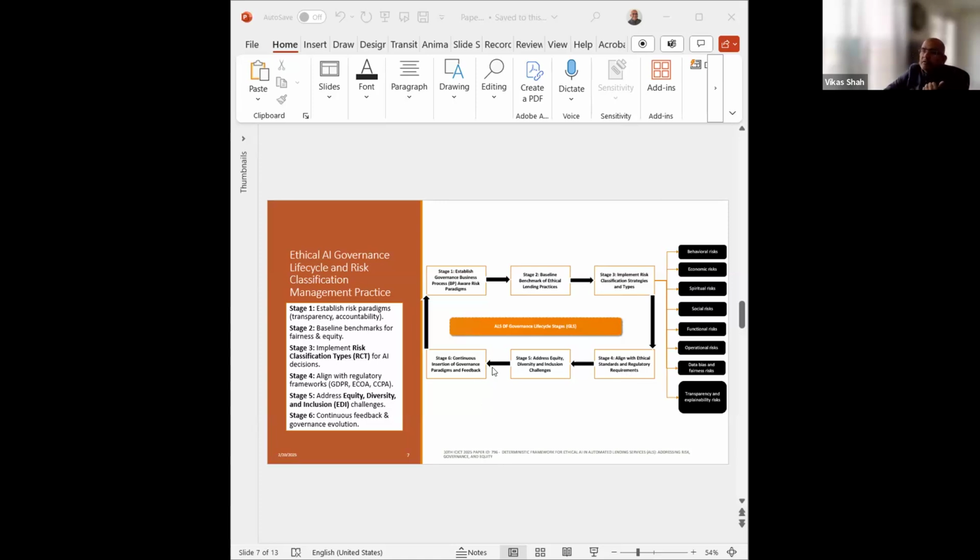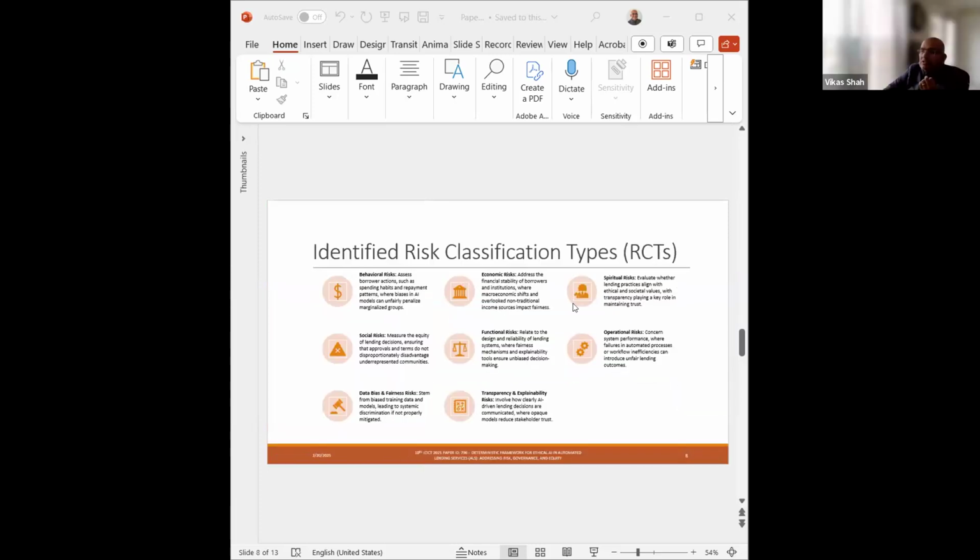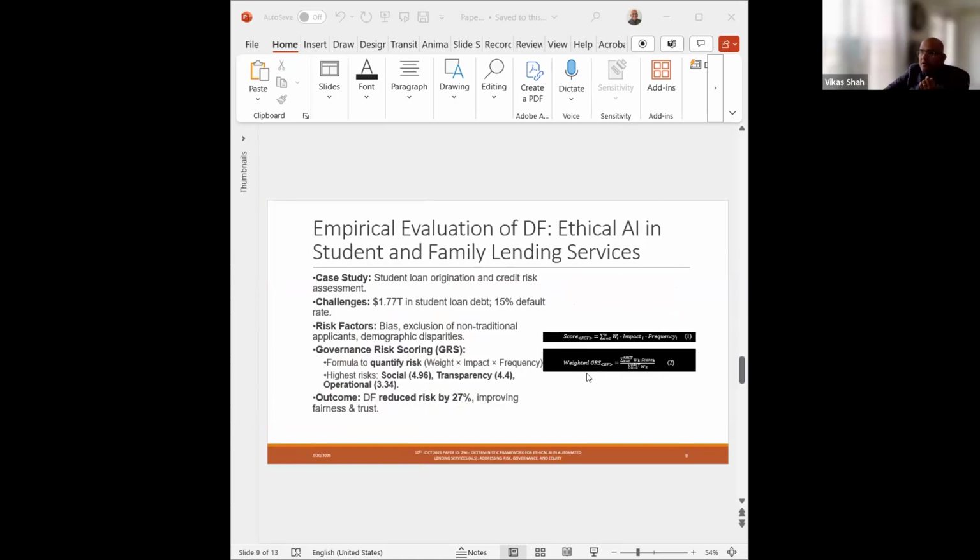And finally, it's a continuous process, right? So we identify the further subcategorization of the risk, and we have to insert that into this risk governance framework. Okay. So these are the primary ones that we have found in our analysis.